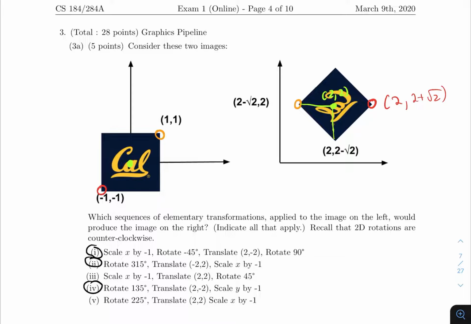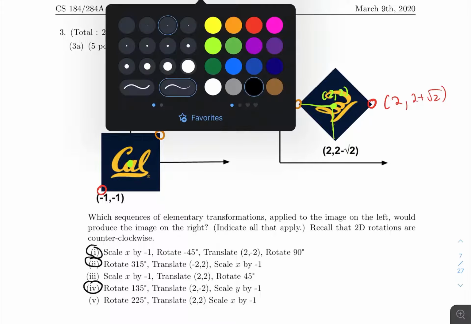So for this transform sequence, we're going to scale x by -1, and that corresponds to a left-right flip. This point, -1, -1, will get shifted over to 1, -1, and this Cal logo will be reversed. Then we rotate -45 degrees. That means that we're doing a -45 degree counterclockwise rotation corresponding to a 45 degree clockwise.